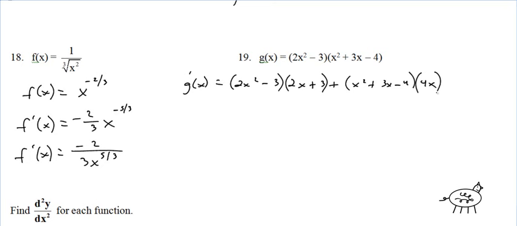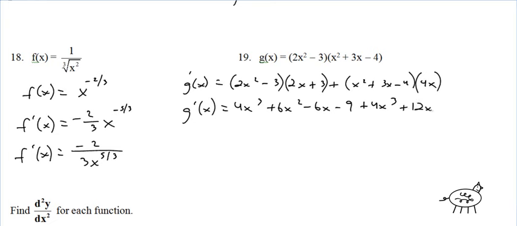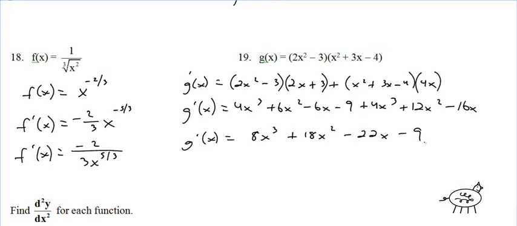Okay, and let's kind of FOIL some stuff out here. So g prime of x, I get 4x cubed plus 6x squared minus 6x minus 9 plus 4x cubed plus 12x squared minus 16x. So g prime of x equals 8x cubed plus 18x squared minus 22x minus 9. Okay, just again, got to be careful with your algebra.